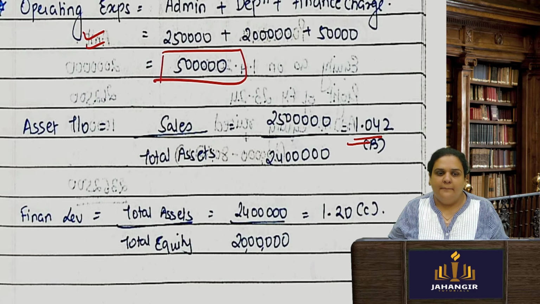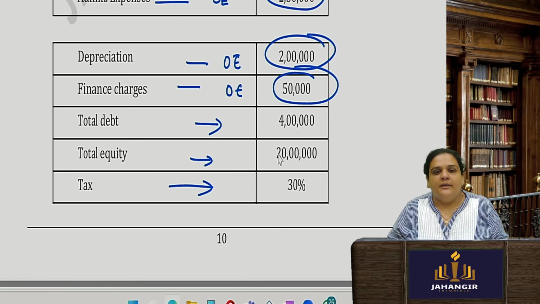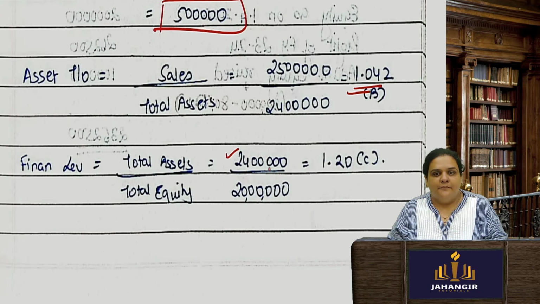1.042. Financial leverage is nothing but your total assets upon your total equity. How much is the total assets? 24 lakhs. Total equity again given over here. So your financial leverage is 1.20.